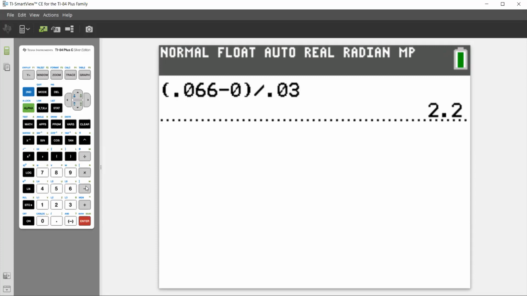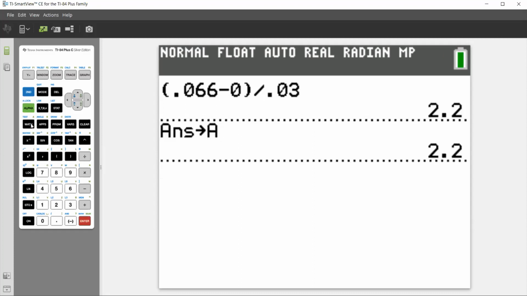Here's our 2.2. Now, what I would normally recommend to you is, because this is really easy, 2.2, we can remember it, but it would be good if you got into the habit, when we do all of this, that we step by step calculate our p-value. And the easiest way to do it is just to store the test statistic. In this case, it's unnecessary, but you can store it. The way to do that is to hit the store button, and then alpha, and we'll put it in letter A, alpha A, and hit enter. And now that 2.2 is stored in alpha A.